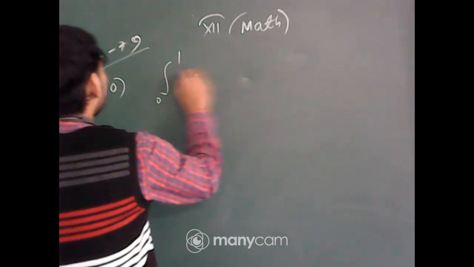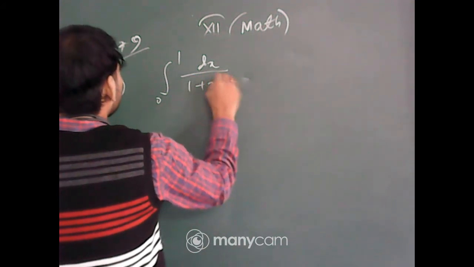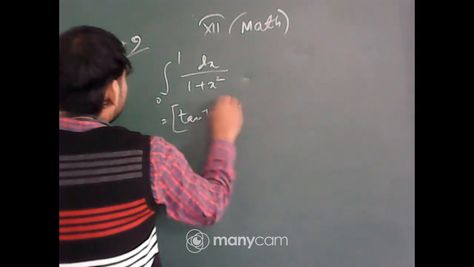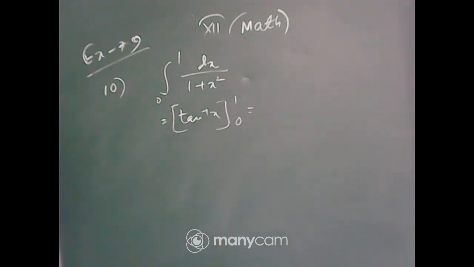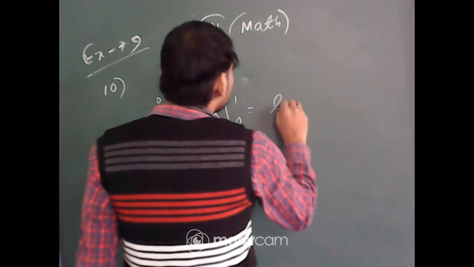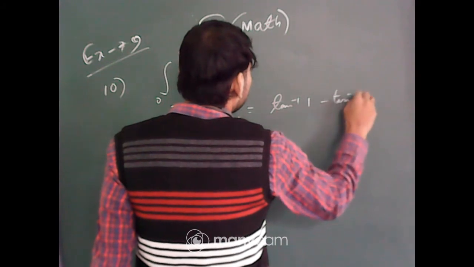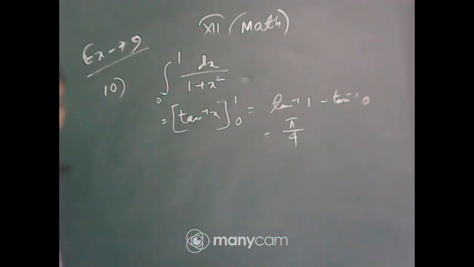Integration 0 to 1 dx by 1 plus x square. It will be tan inverse x. Then put the limits. After integration, it will be tan inverse x. That means it will be tan inverse 1 minus tan inverse 0. So pi by 4. Isn't it pi by 4?